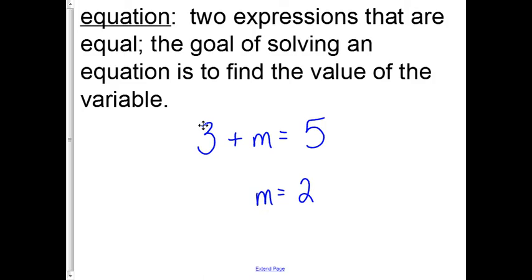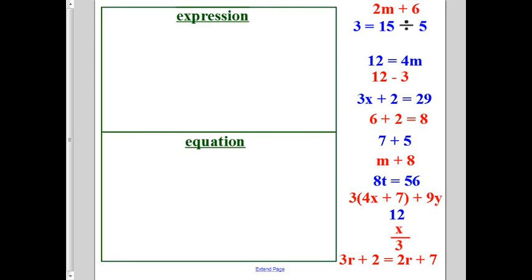The expressions that make up that equation are 3 plus m, that's one of our expressions, and 5. And this is called an equation because it has an equal sign to show that those two expressions are equal to each other. In fact, m equals 2 is also an equation because it's showing the expression m is equal to the expression 2. So let's take a look at some examples and see if you can classify each of these as either an expression or an equation. Take a moment to pause while you try it and then hit play and check your work.